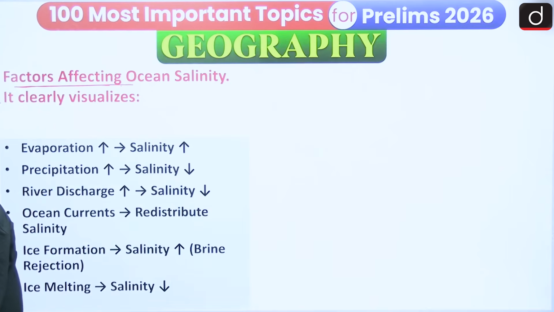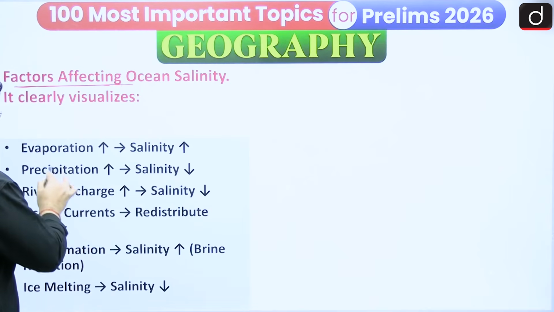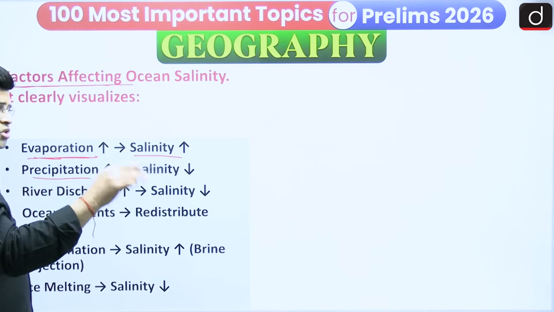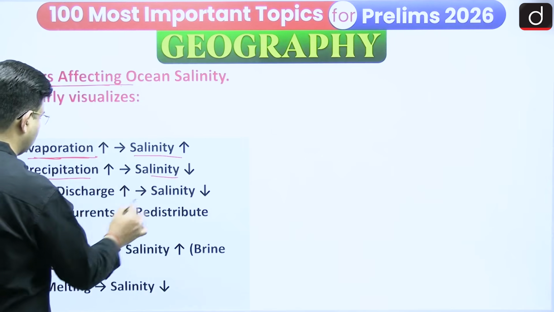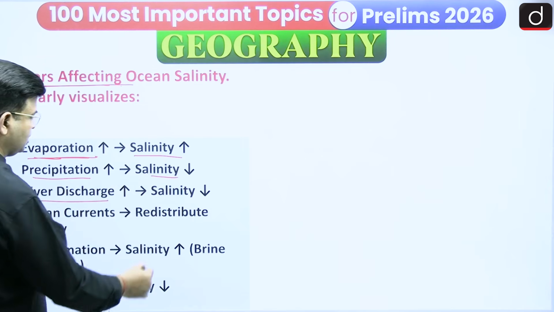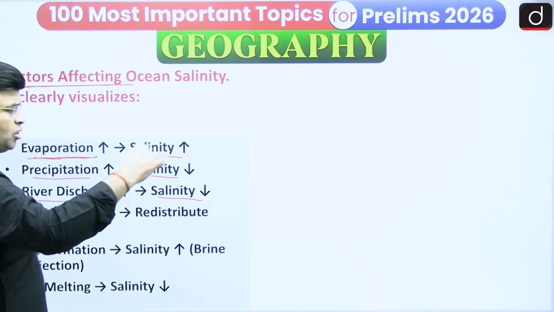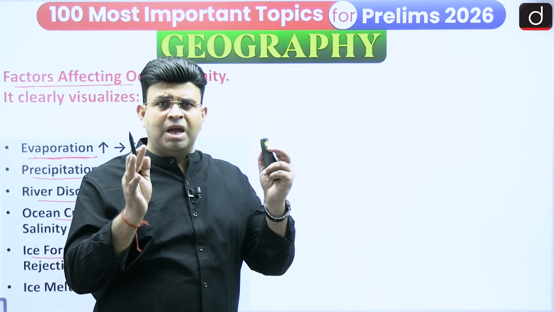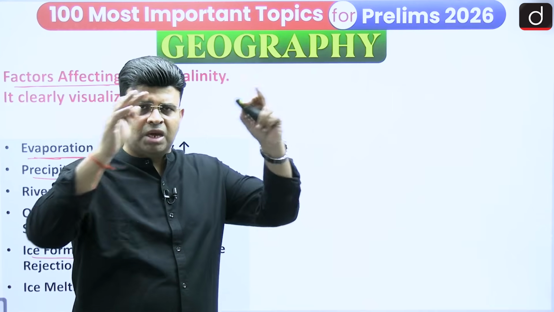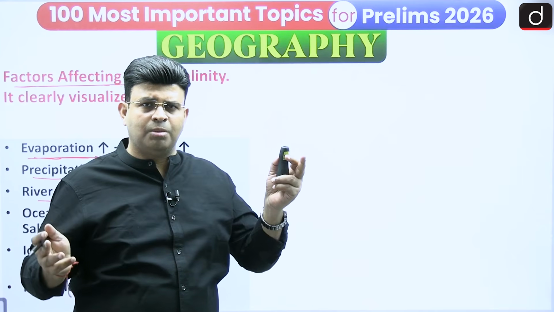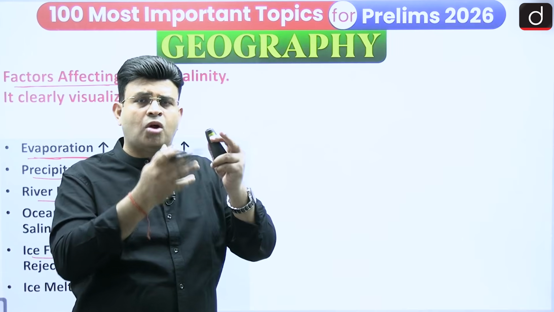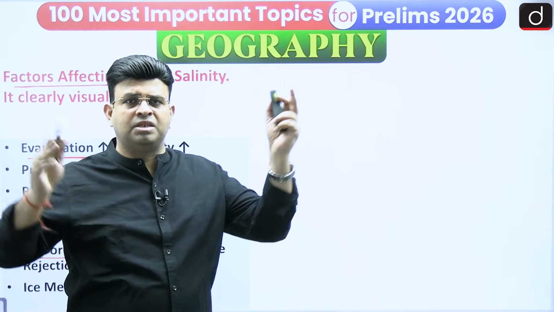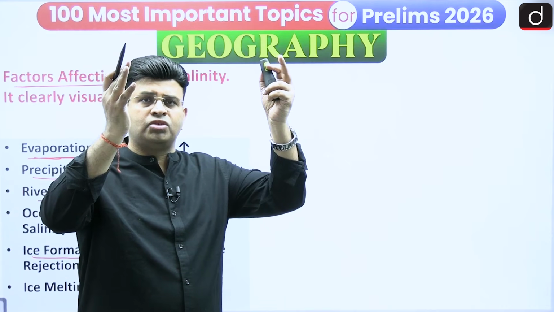Next, the factors affecting ocean salinity. I have already discussed evaporation: more evaporation, salinity will increase. In regions where precipitation or rainfall takes place, salinity will reduce. River discharge brings fresh water, so salinity decreases. Ocean currents keep mixing and redistribute the salinity. Ice formation: when ice forms in the Arctic and near Antarctica, it releases salt from the water. The salt comes into the ocean, so ocean salinity increases, and the ice formed is completely fresh.